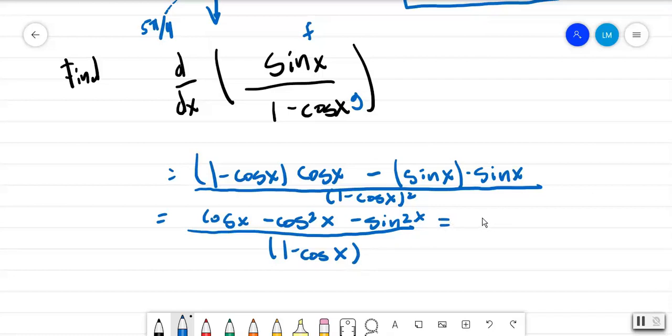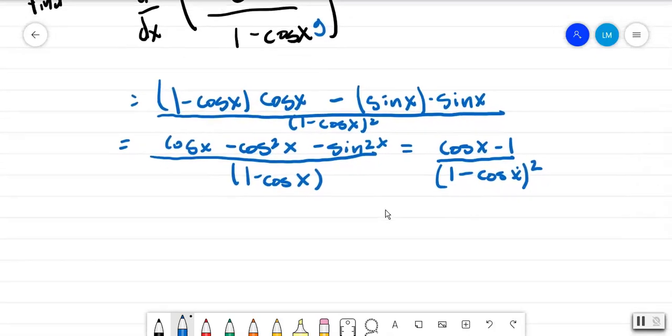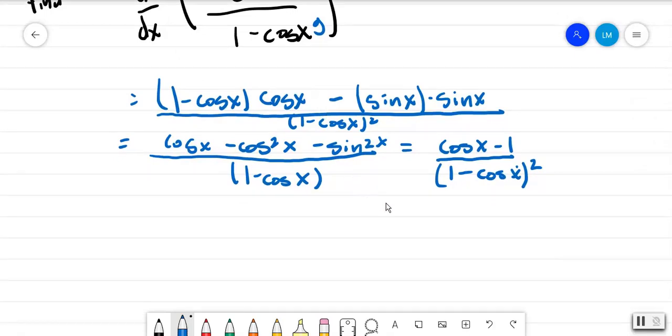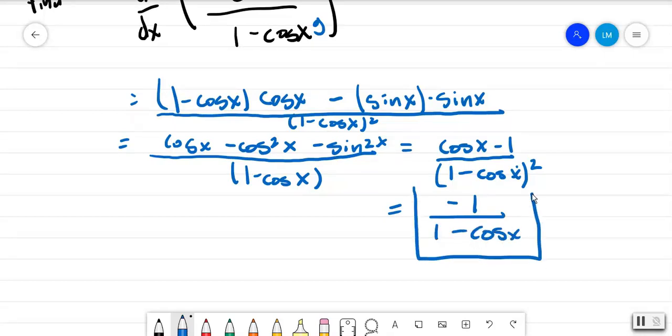Now, note that this is just going to be cosine of x minus 1 divided by 1 minus cosine of x, but that's to the second power. But notice that this gives you the simplified form of negative 1 divided by 1 minus cosine of x, and then that's it. Because this right here was really negative times 1 minus cosine of x. Then from there, a factor of 1 minus cosine of x canceled out.